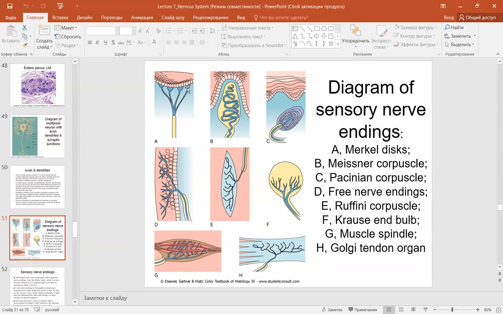Here we have the Merkel discs composed of the Merkel cells and the axon terminals within the skin, at the epidermal-dermal junction. Here you have the Meissner corpuscle, here you have the Pacinian corpuscle. However, the Pacinian corpuscle is much bigger, so it is not to scale in comparison with the Meissner corpuscles of the dermis of the skin. These are the free nerve endings. Here you have the Ruffini corpuscle. Here you have the Krause end bulb, the muscle spindle, and the Golgi tendon organ, which are approached.